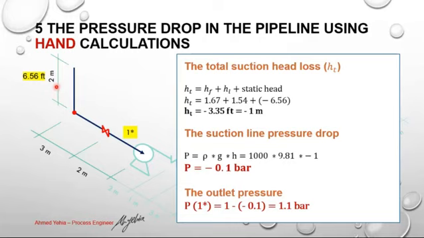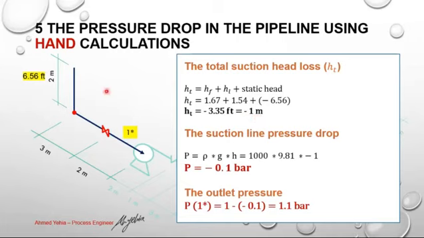Here we have 2 meters, which is equal to 6.56 foot. We type it here, and because the line is going down, the direction of the fluid is going down, so the value is typed as negative. Here we get the total suction head loss as minus 3.35 foot. It's equal to minus 1 meter.